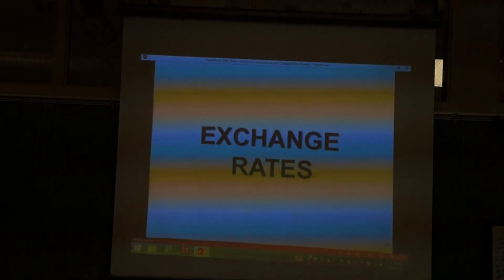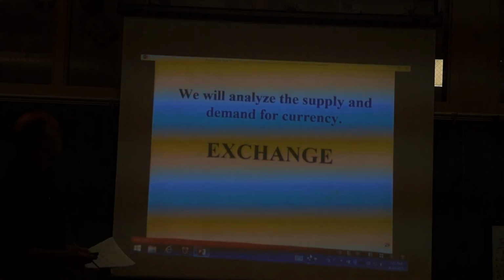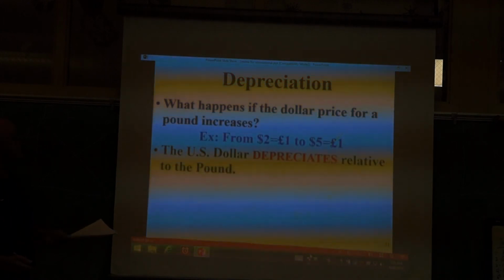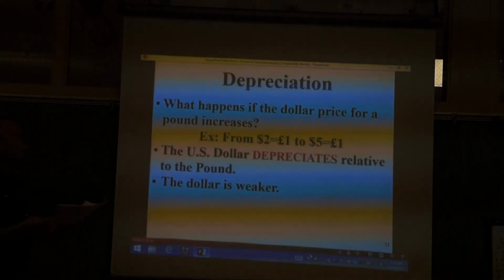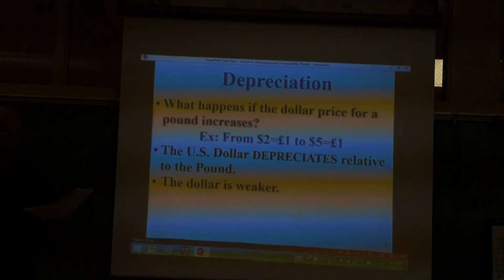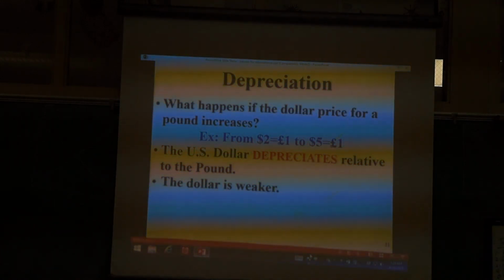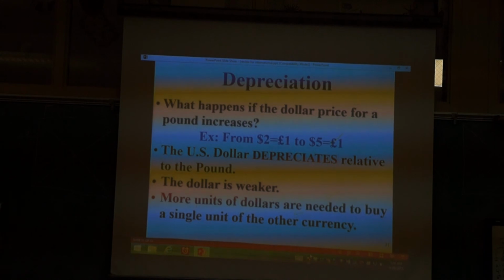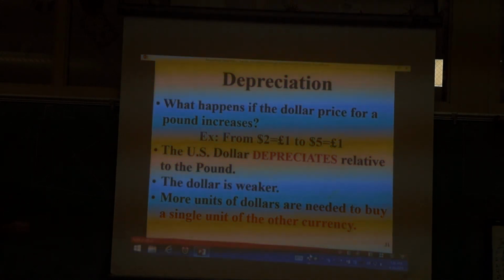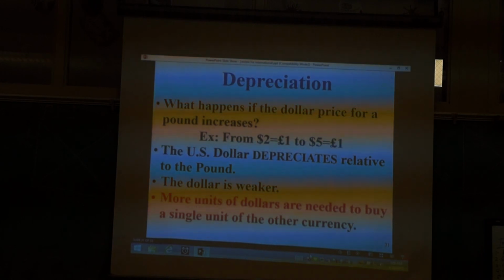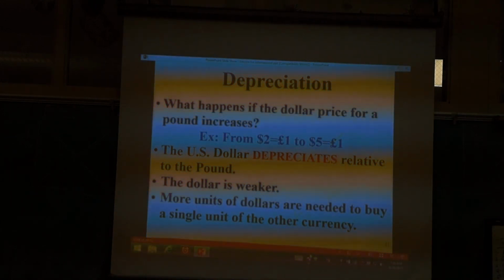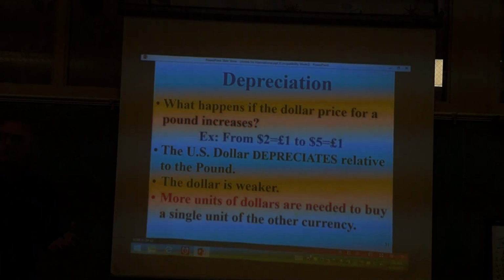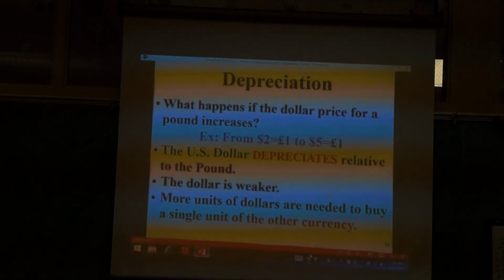The next, we'll go with appreciation versus depreciation. So depreciation is when, if you're looking at the dollar, the dollar depreciates, and all we're going to do is really use two countries. When the dollar depreciates relative to the pound, sometimes it'll be referred to as a weak dollar, and all it's saying is more units of the dollar are needed to buy a single unit of the pound. So if it used to cost $2 to buy a pound, and now it costs $5 to buy a pound, the dollar depreciates.